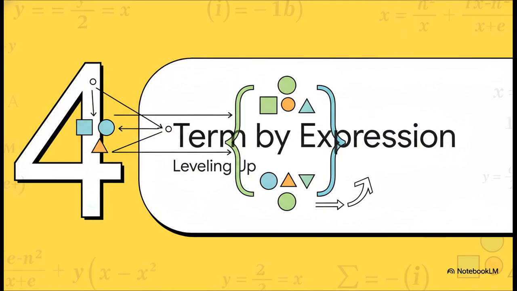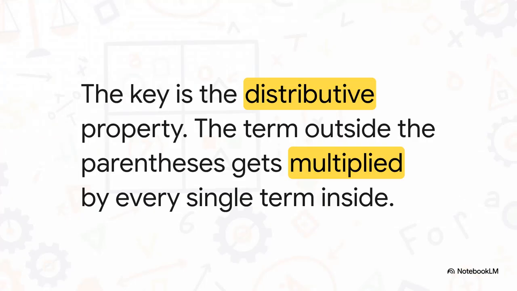All right, so you've totally got this one term times one term thing down. So let's level up. What happens if you need to multiply one term by a whole group of terms, like inside a set of parentheses? The magic trick here is called the distributive property. That's a $50 word for a really simple idea, sharing.